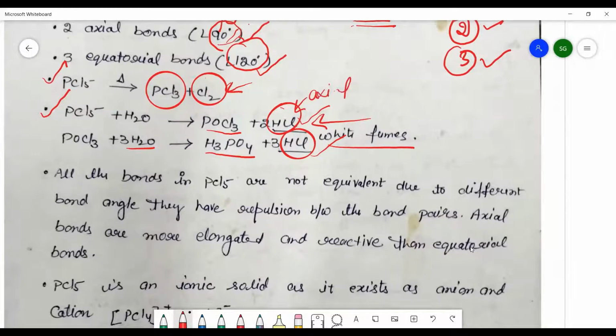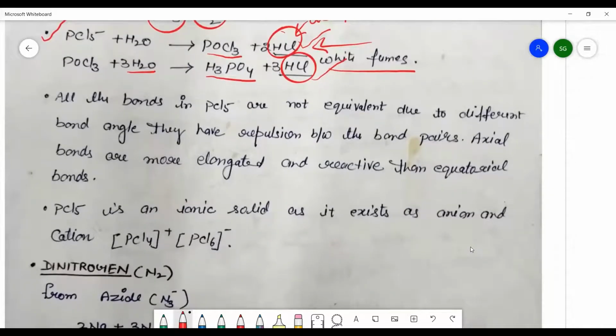So these two equations justify that all the bonds in PCl5 are not equivalent, due to the different bond angles and the repulsion between the bond pairs. Axial bonds are more elongated and reactive than equatorial bonds. These are more elongated and reactive. Another MCQ question or assertion-reasoning question can be asked from this topic.